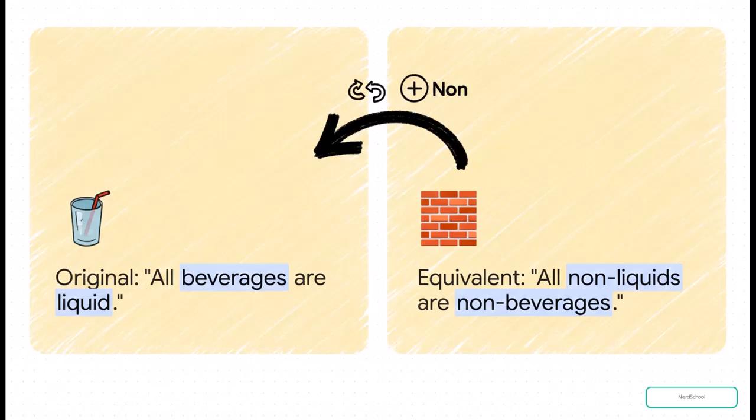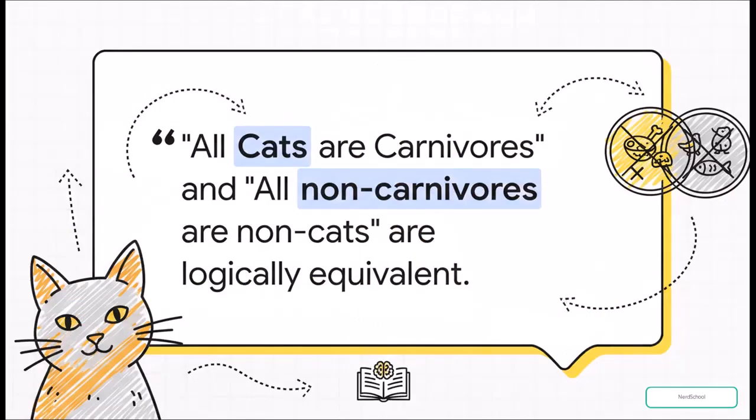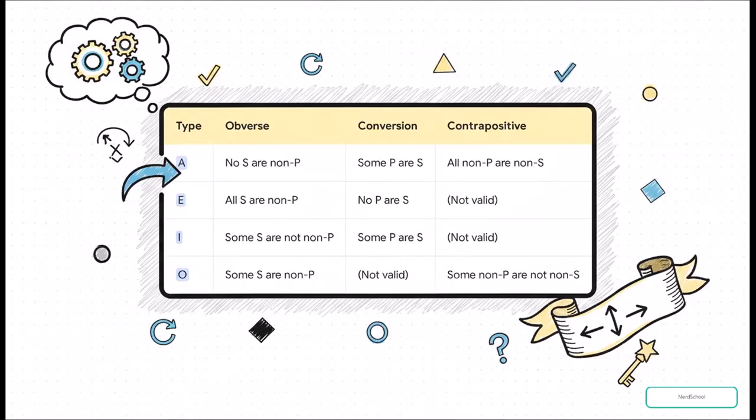Let's try it out. Take a simple statement like, all beverages are liquid. Now, let's use the hack. First, swap beverages and liquid, then add non to both, and what do you get? All non-liquids are non-beverages. It sounds a little weird, but think about it. If something isn't a liquid, it can't possibly be a beverage, right? The logic is solid. And one last time, let's look at a real exam question. If you see all cats are carnivores and you know the contraposition hack, you can immediately spot that all non-carnivores are non-cats. Its logical partner, with no hesitation and no guesswork.